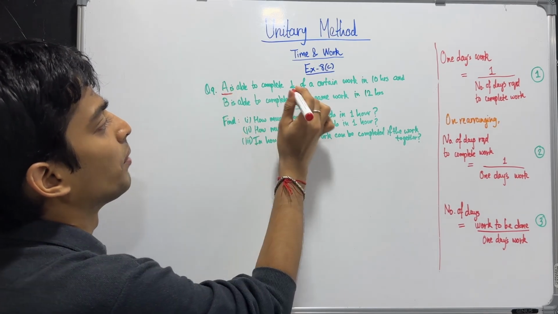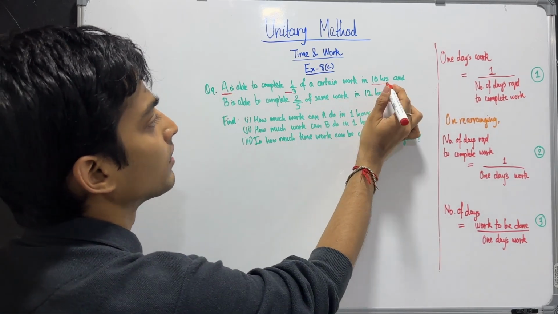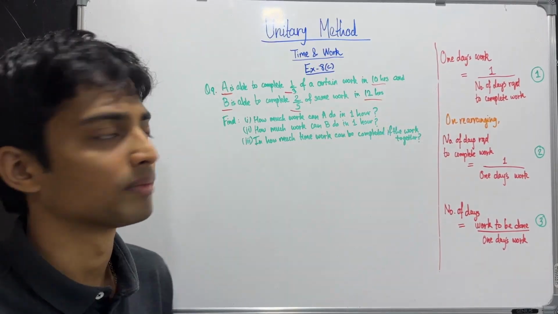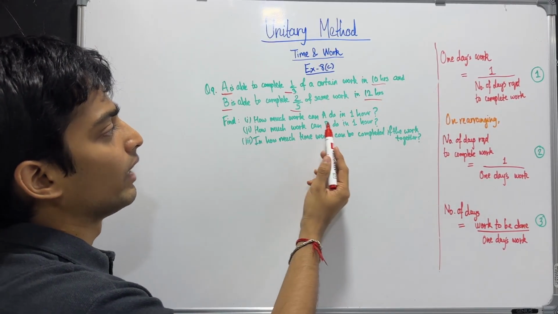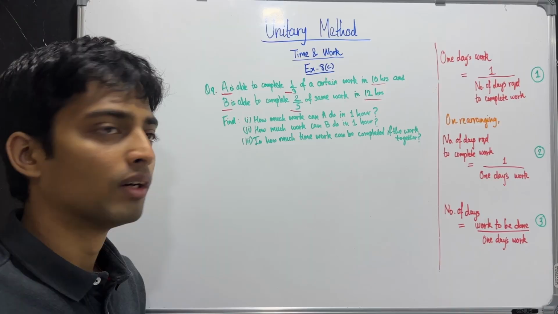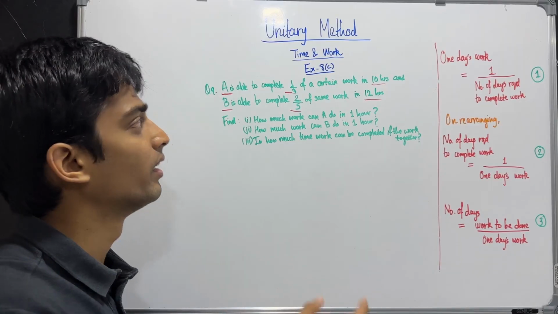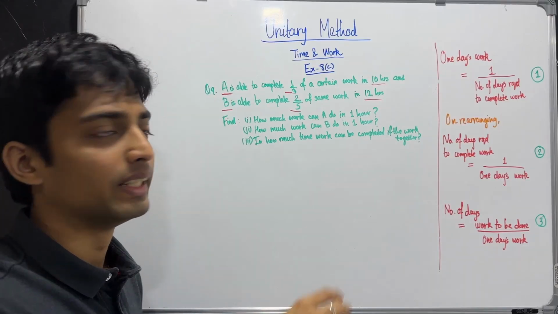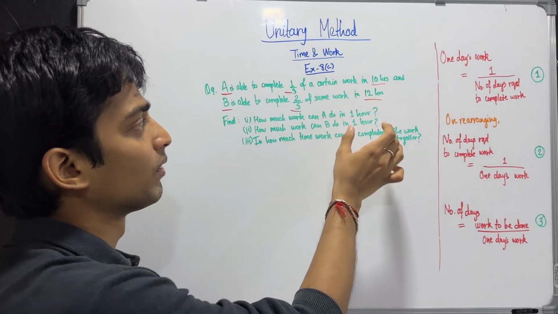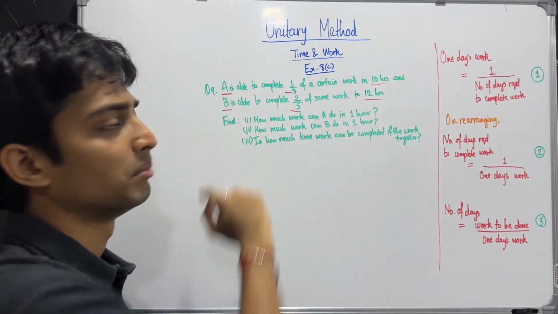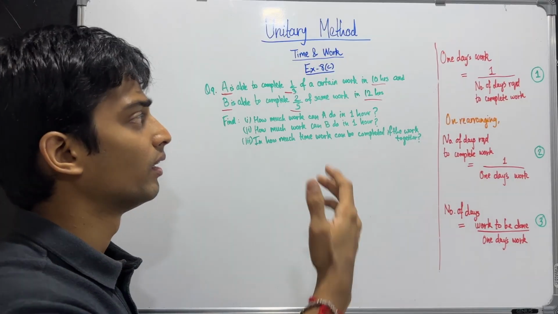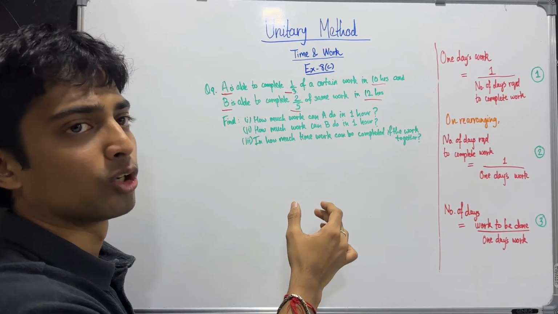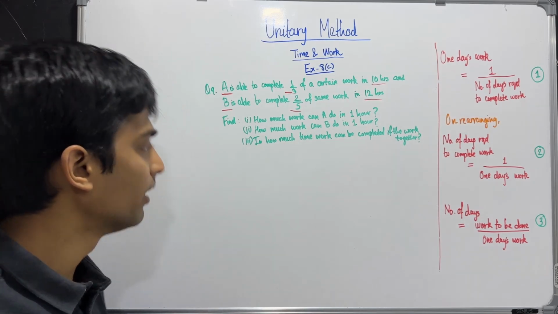A is able to complete 1/3 of a certain work in 10 hours and B is able to complete 2/5 of the same work in 12 hours. How much work can A do in 1 hour? First, if you notice, this question is a little different. In this question, they have not given for the complete work. They have not given how much time it will take to complete the whole work by A and B. So let's first find that. First, we'll find how much time A and B will take to complete the whole work.